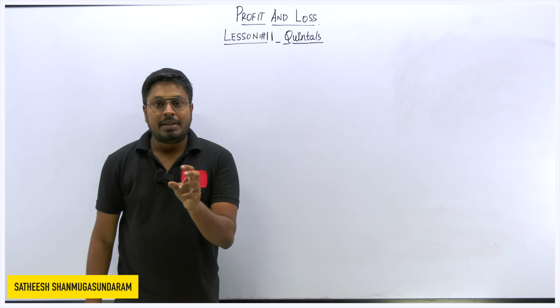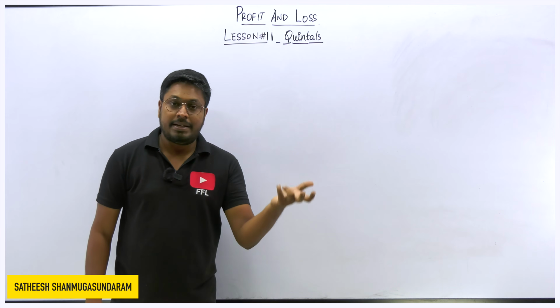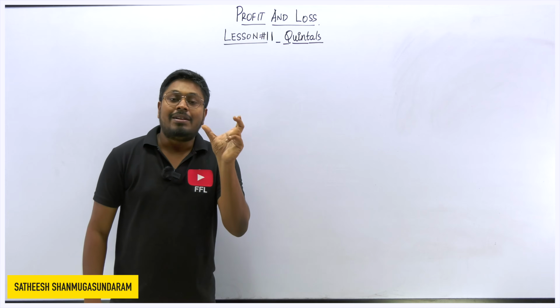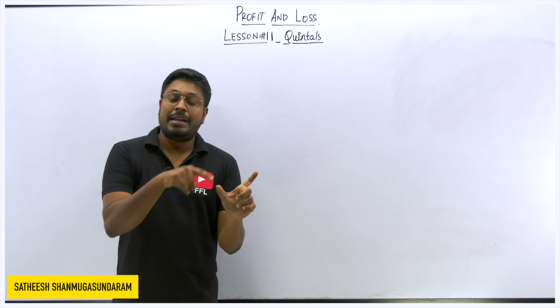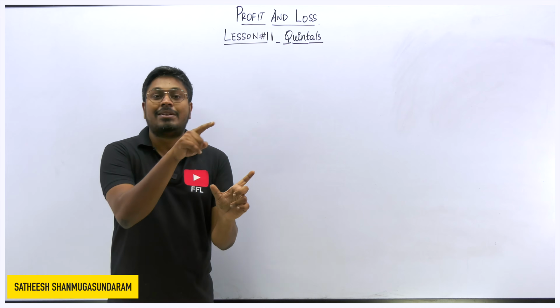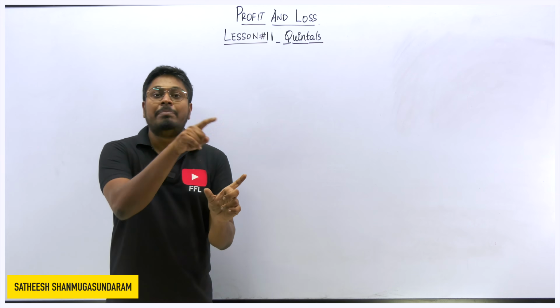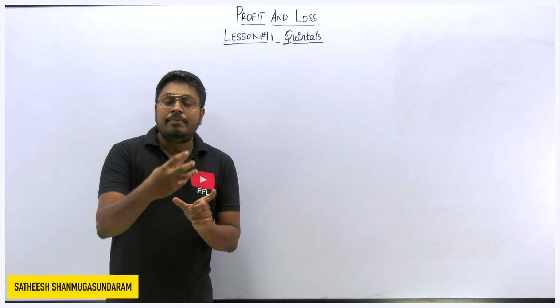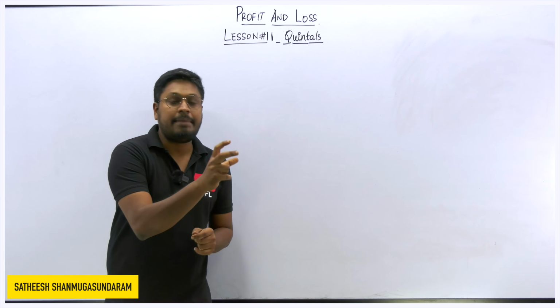Remember one thing: while learning time and distance in quantitative aptitude, in the first video I told you to learn all the conversions. For example, you should know how to convert meter to kilometer, kilometer to meter, kilometer per hour to meter per second, because only if you know all the conversion rates can you solve questions on time and distance.